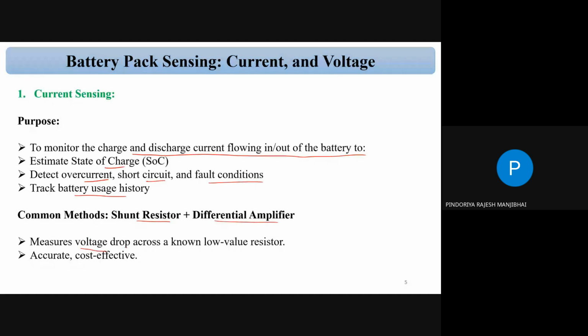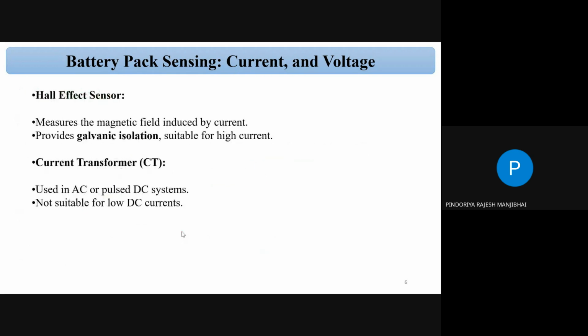It measures the voltage drop across a low value resistor, accurately and cost effectively. The Hall effect sensor can also be used. It measures the magnetic field induced by the current, and from that we get the current value. The Hall effect sensor provides galvanic isolation and is suitable for high current.